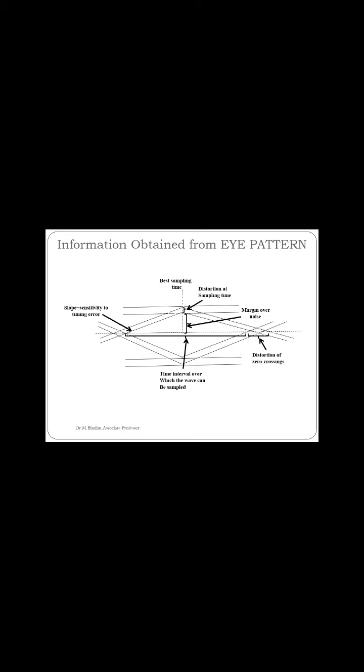How do we analyze the eye pattern? What characteristics can you study from it? The main thing is you can find out how much variation of noise is present in the system. That is one parameter you can study from this eye pattern. The width of the eye, the opening and closing of the eye, purely determines the effect of noise present in the system.